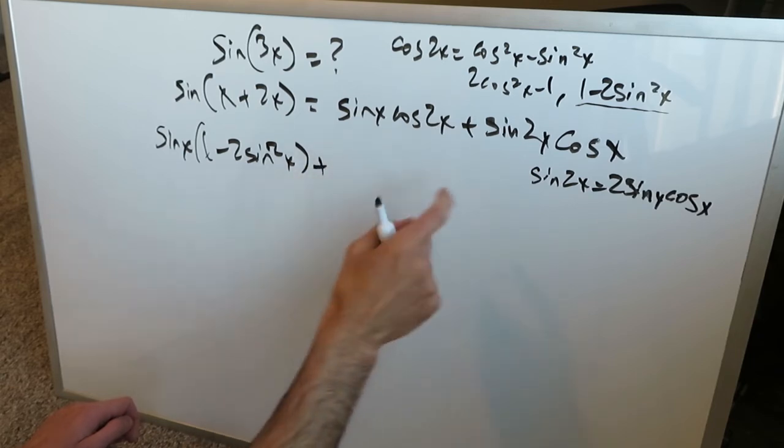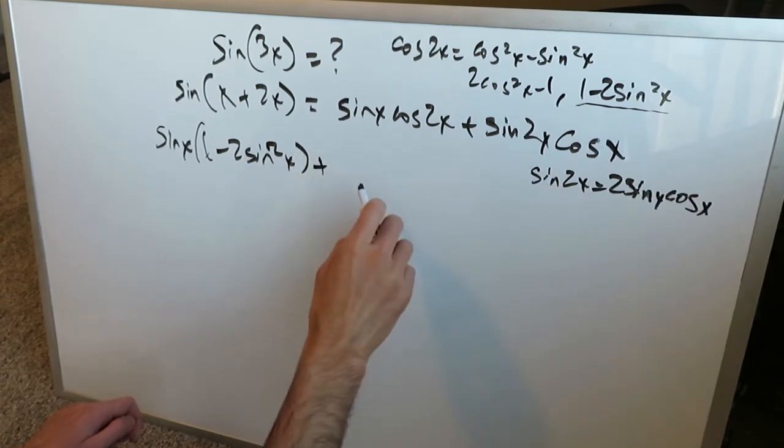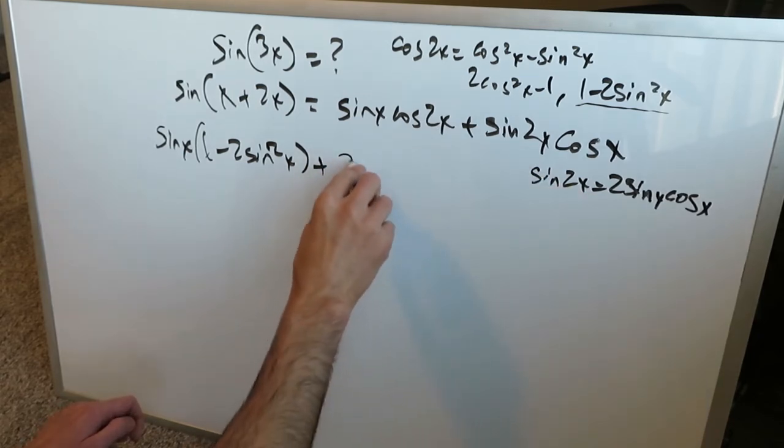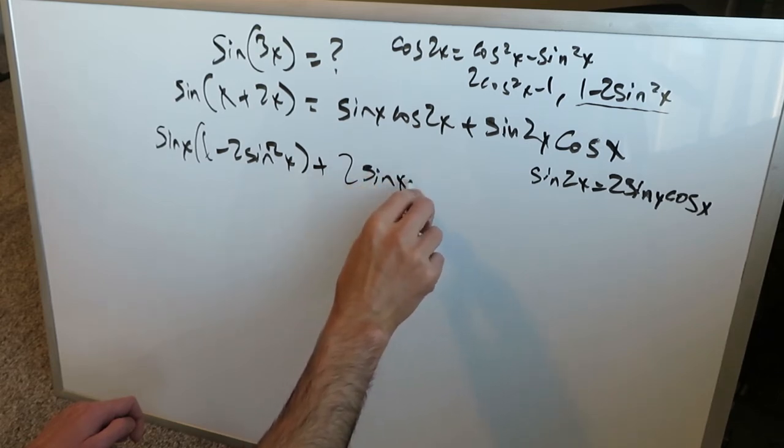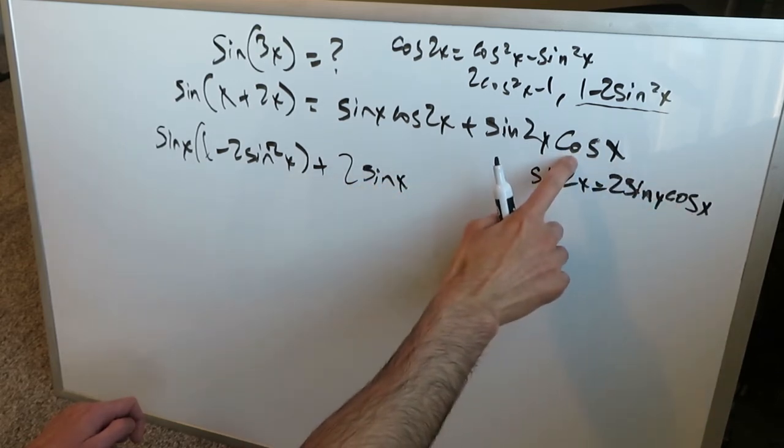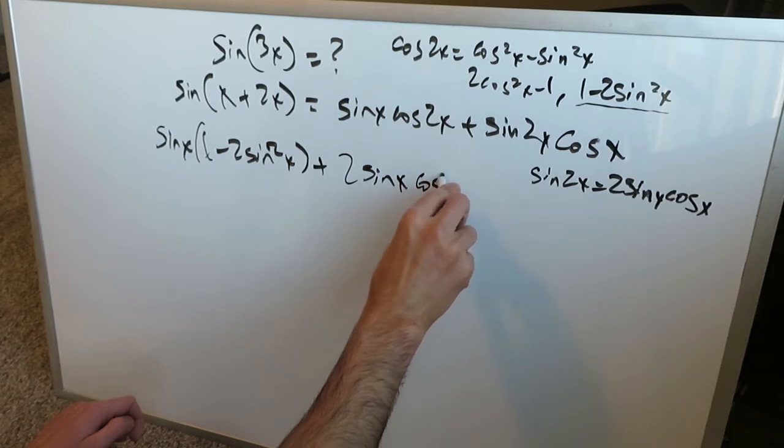Then I have this positive sign. I have sine 2x. I have to bring this 2 sine x cosine x. 2 sine x cosine x. This cosine x will multiply with the second cosine x. You'll get cosine square x.